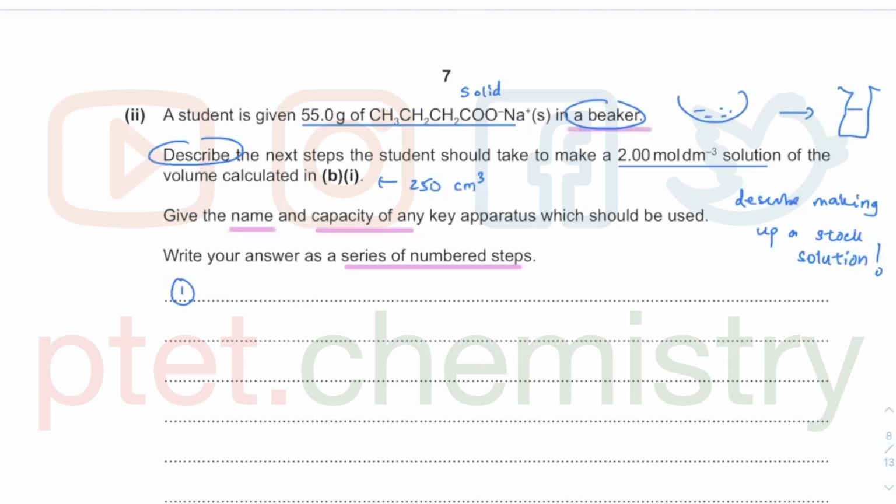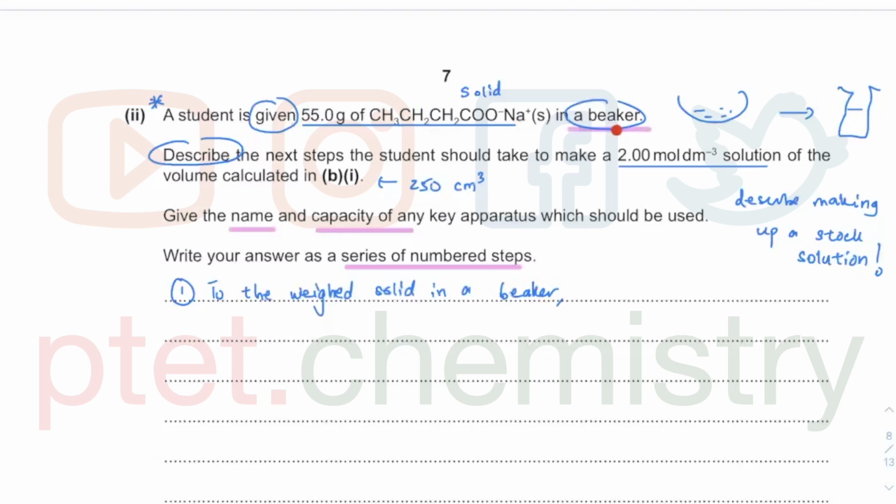And then read the question. So to weigh the solid in the beaker, what do you do? The solid is already in a beaker. You don't need to weigh it again because it's already given. So once you have this in a beaker, what do you do next?